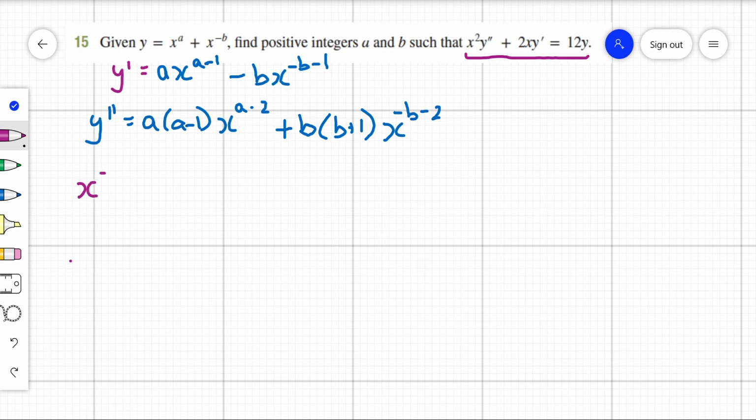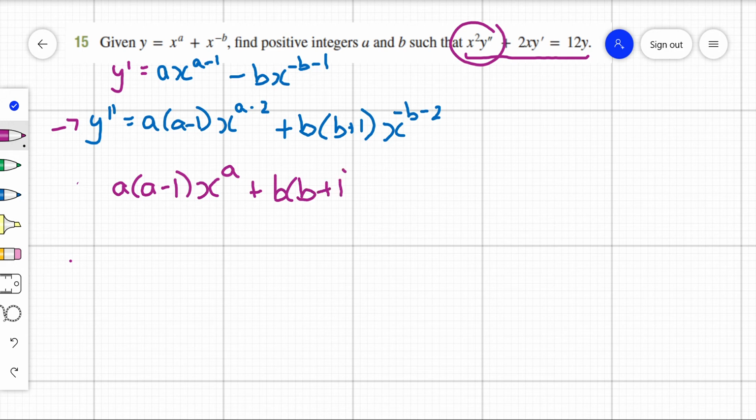So I've got x squared y double dash. Actually I'm just going to times all this double dash by x squared, just to get this part here. So if I times it all by x squared, I'm going to get a times a minus 1. Timesing by x squared means adding a 2 to the indices, so x to the a, a minus 2 plus 2. Then I'm going to get b times b plus 1, and here I'm adding a 2 again, so I'm going to get x to the minus b.